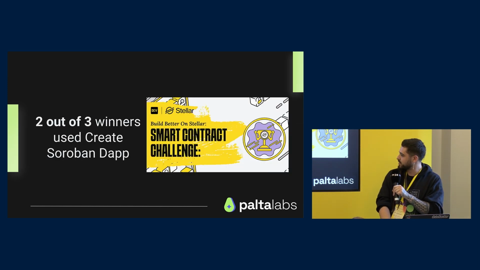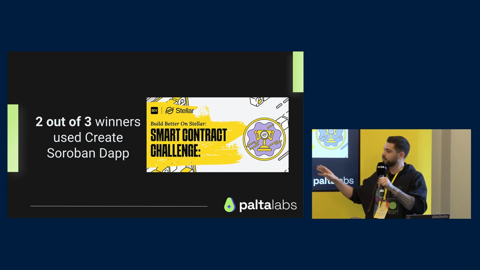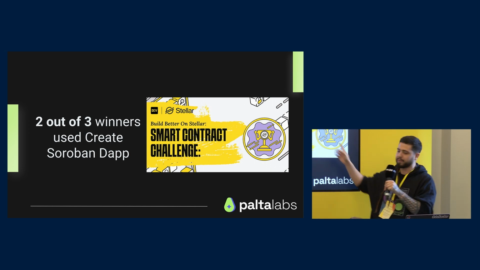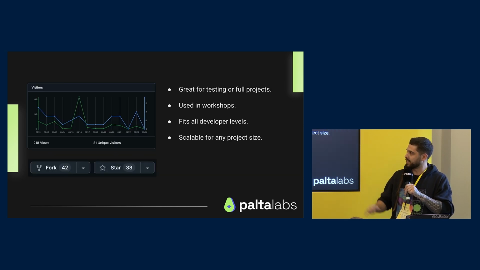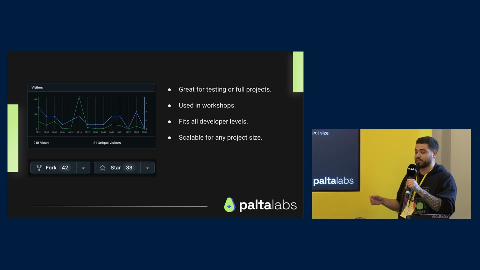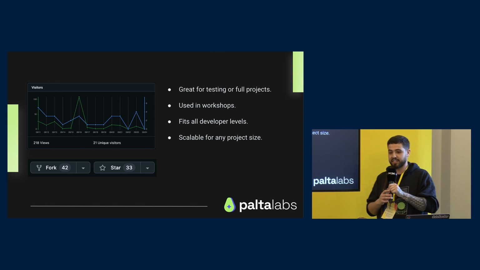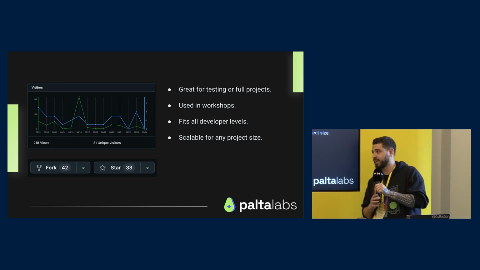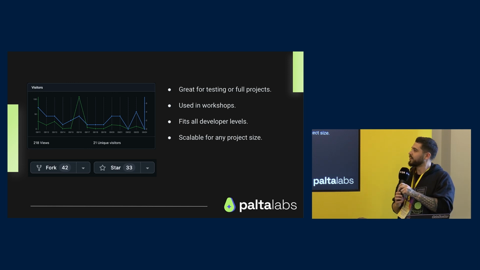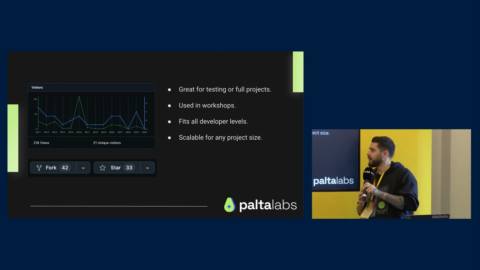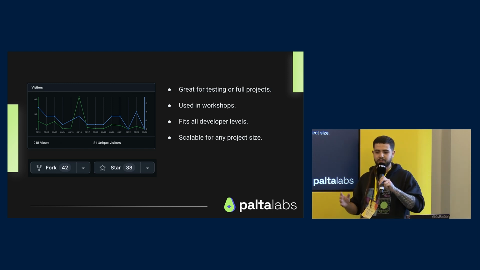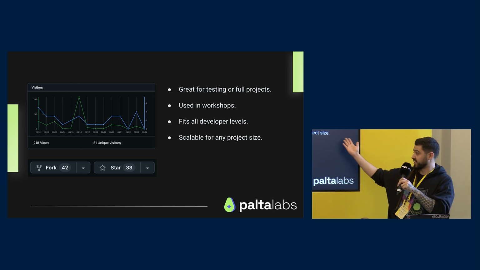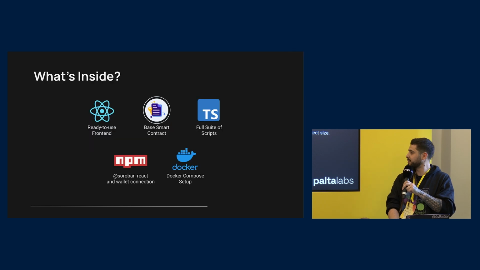And I'm going to skip this a bit. So notably, 2 out of 3 winners from the Build Better on Stellar Challenge used create Soroban dApp. And some statistics here. So create Soroban dApp is great for testing ideas. It's very easy and fast to set up to test ideas. And for full projects as well. It's been widely used in workshops that we have done in Chile, and fits all developers' levels. If you're just starting out, or if you have a full project to develop, you can use it. Just as I said, it's scalable for any size project.